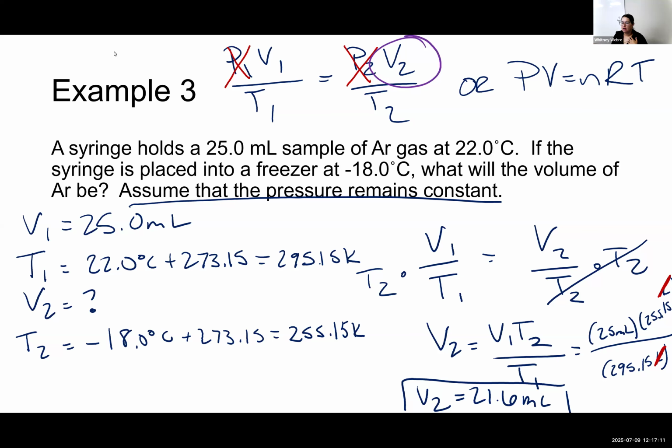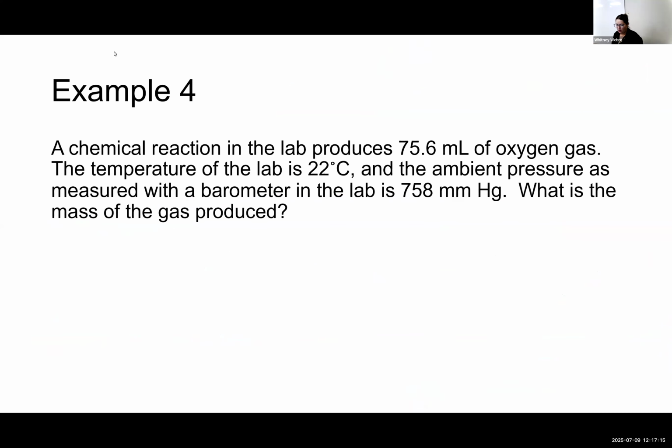Any questions on that? Is this the last one? Yeah, this is the last one. Let's go through this one. A chemical reaction in the lab produces 75.6 milliliters of oxygen gas. The temperature of the lab is 22 degrees Celsius, and the ambient pressure as measured with the barometer in the lab is 758 millimeters of mercury. What is the mass of the gas produced?